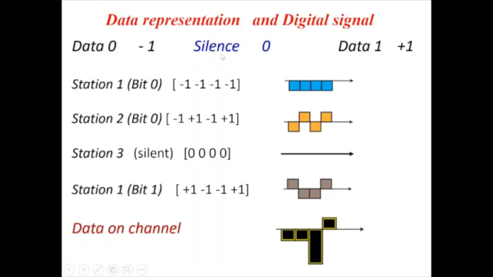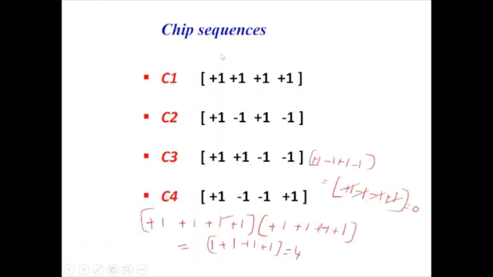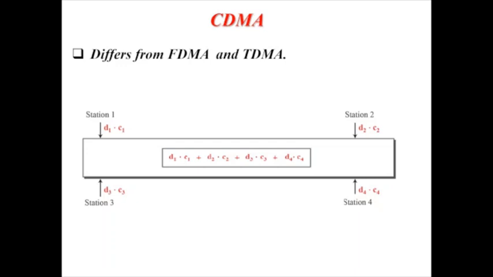Whenever these stations have something to send, we need some kind of notation to represent what data bit it is transmitting. For example, if station 1 is transmitting a 0 at this particular time instant, it is represented as minus 1.